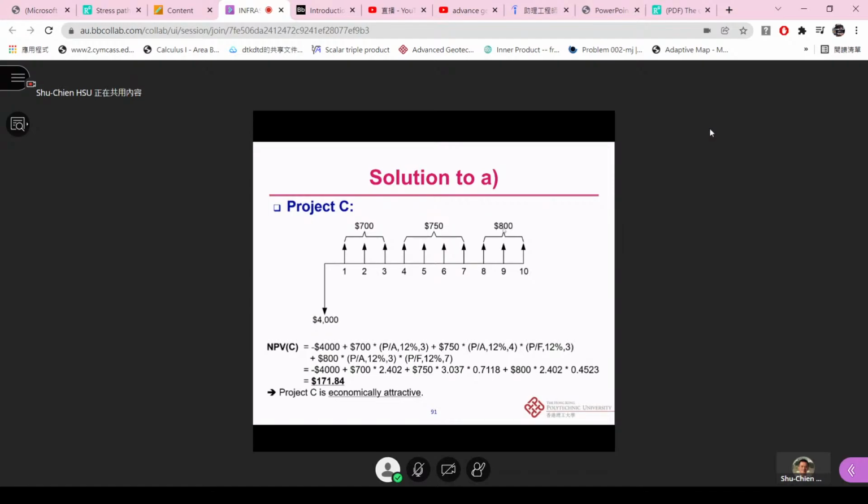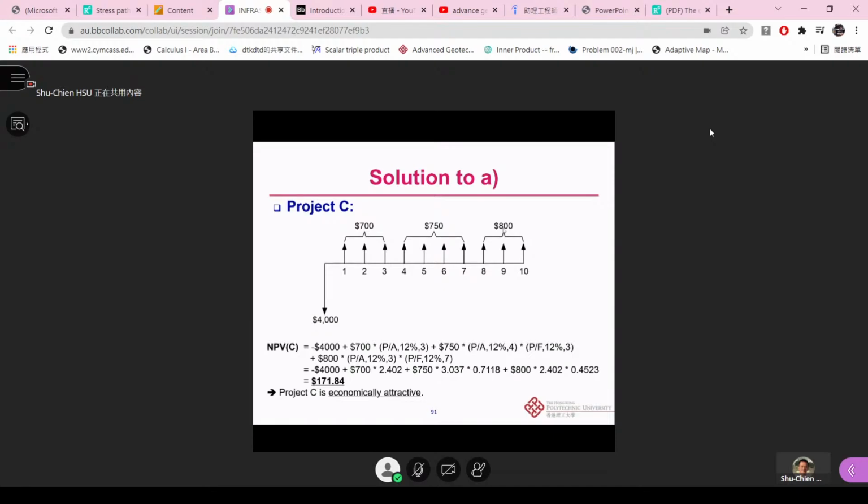Then you can find that the solution here is the negative 4,000, of course, for the initial investment, but then also plus the benefit from year 1 to year 3. We have the 700 times the bracket of the P/A, 12%, 3, and also here we have this 750. This is the second part that we want to calculate from year 4 to year 7. So we have 750 times the bracket of the P/A, 12%, 4.